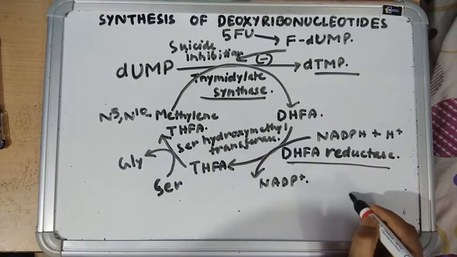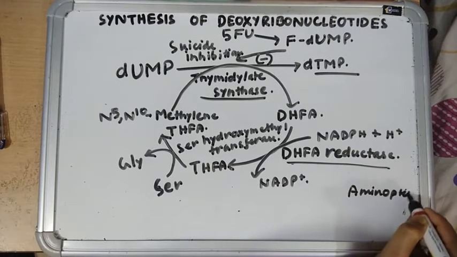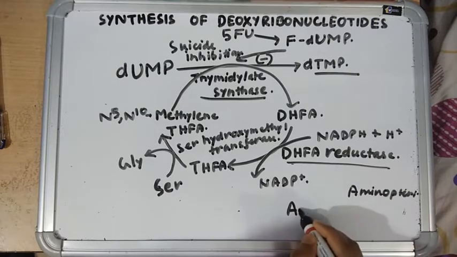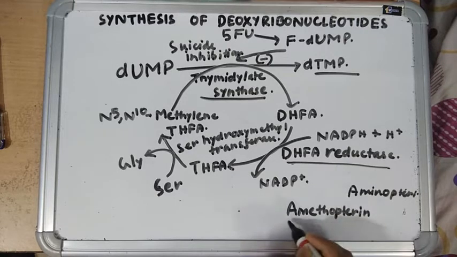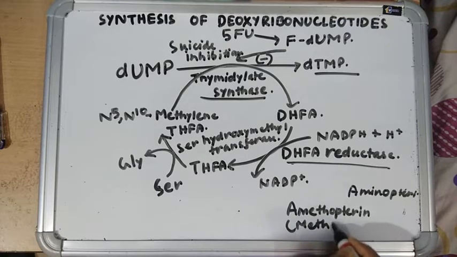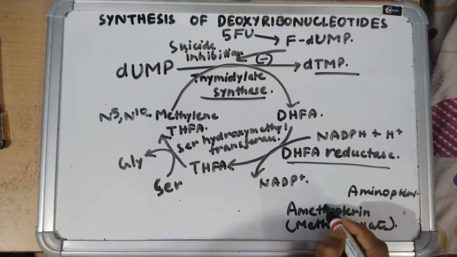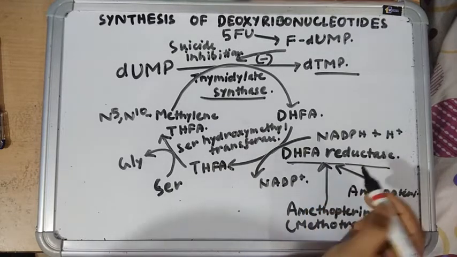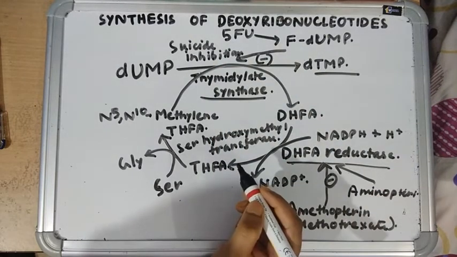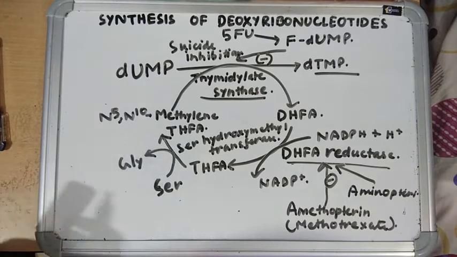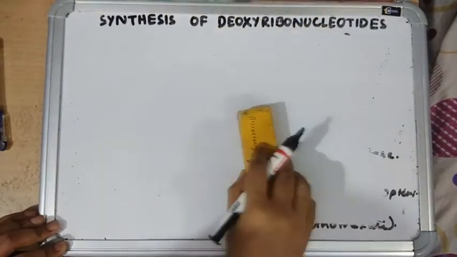Another anti-cancer drug is known as aminopterin and amethopterin, or commonly known as methotrexate. They are competitive inhibitors of dihydrofolate reductase. So these drugs are used as anti-cancer agents. So this is how the deoxyribonucleotides are synthesized.